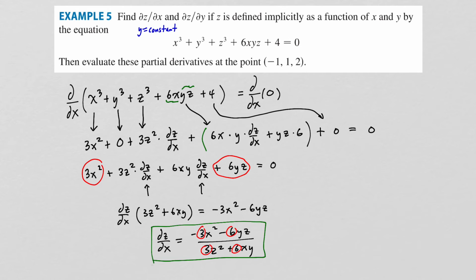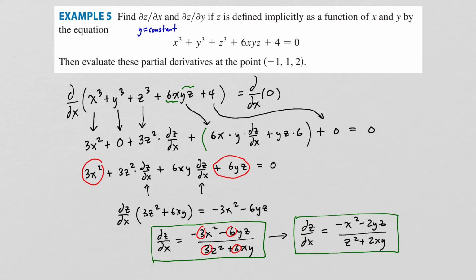And I should make a note that this answer can actually be simplified because you'll notice all these numbers are multiples of 3. So if we factor out and cancel that common factor of 3, the numerator becomes negative x squared minus 2yz, and the denominator becomes z squared plus 2xy. And this is the simplified version of that partial derivative.